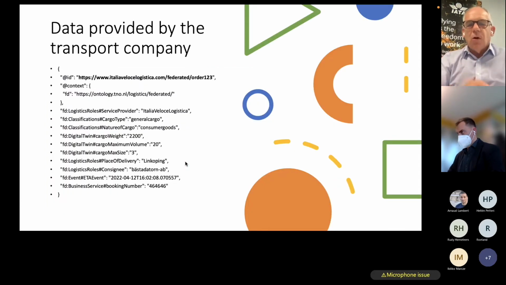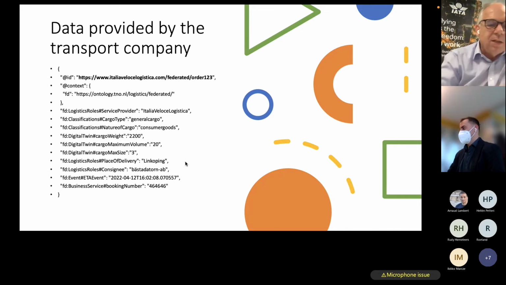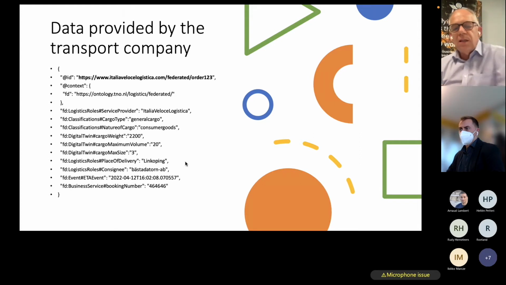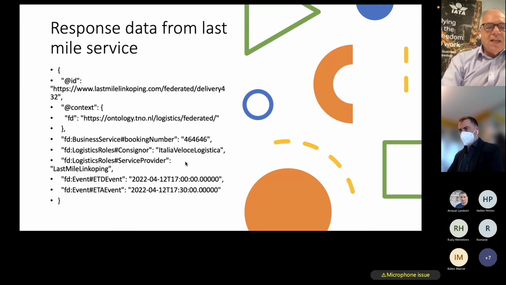Then I've added some color in order to distract you a little bit, but the bullets shouldn't be there. I don't know how I managed to get them there, but never mind. This is the actual data that the Italian company may provide to the Swedish last mile company. It does say where it's going to, what it is, how much it is, when we expect it to be there, etc. And then there's a response.